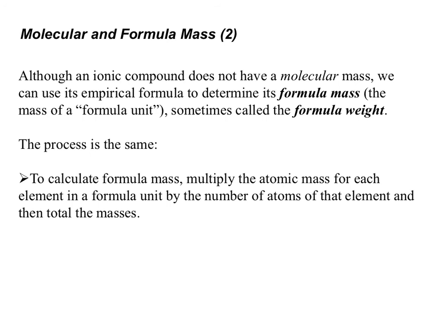Although an ionic compound does not have a molecular mass, we can use its empirical formula to determine its formula mass, the mass of the formula unit, sometimes called the formula weight. The process is the same. To calculate formula mass, multiply the atomic mass for each element in a formula unit by the number of atoms of that element and then total the masses.